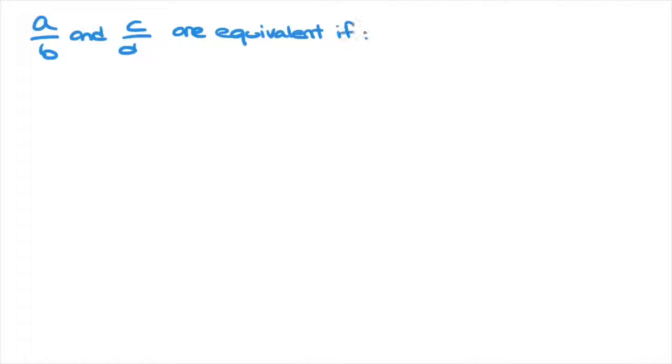We now learn about equivalent fractions. To begin with, we need to actually define what equivalent fractions are. Now, two fractions, a over b and c over d, are equivalent if they are equal in value and they are written over different denominators.